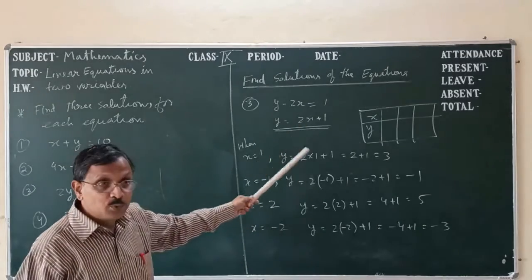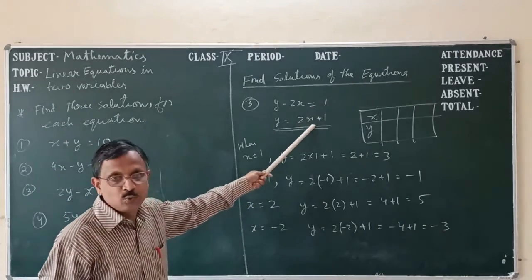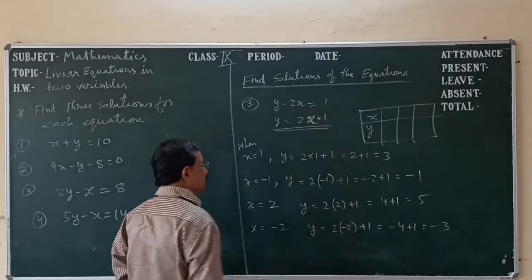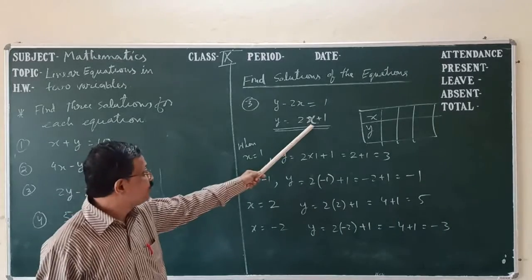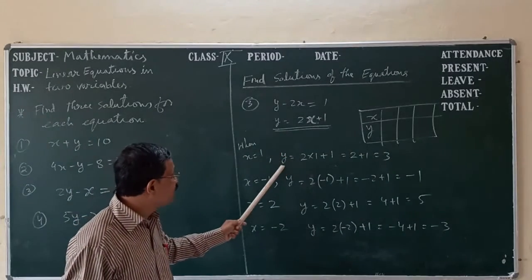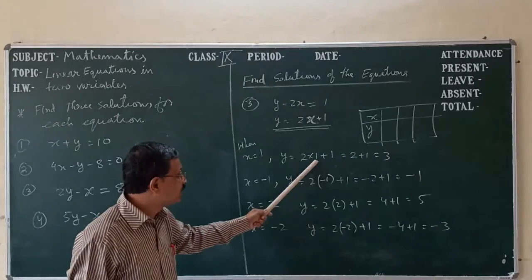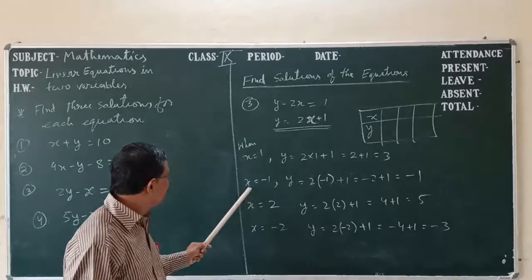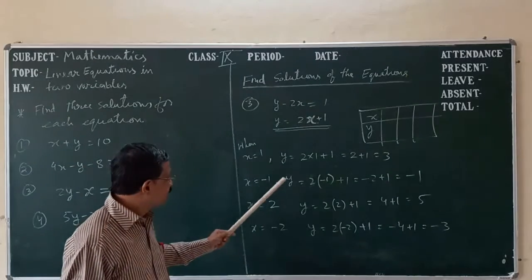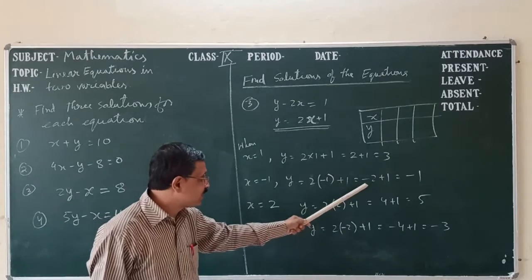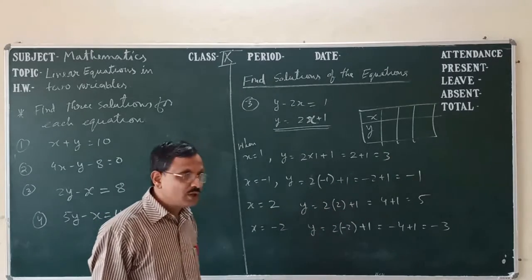Now here in place of x, we put the values. Now if x is equal to 1, then y is equal to 2 into 1 plus 1. 2 into 1 means 2, 2 plus 1 is equal to 3. If x is equal to minus 1, then y is equal to 2 into minus 1 plus 1, that is minus 2 plus 1, which is equal to minus 1.